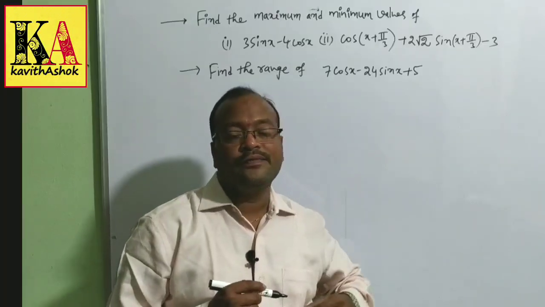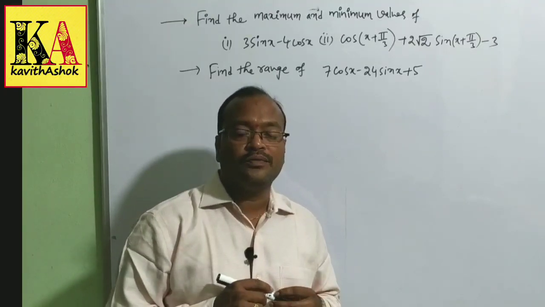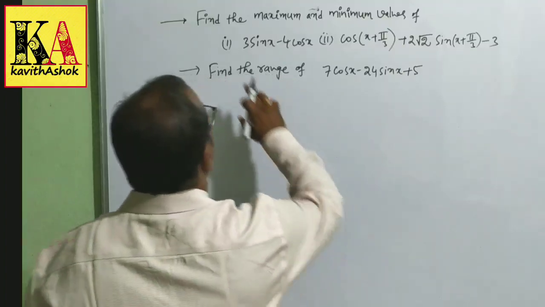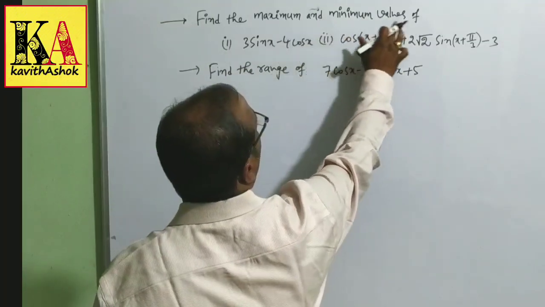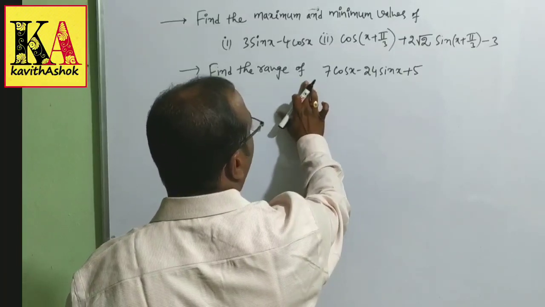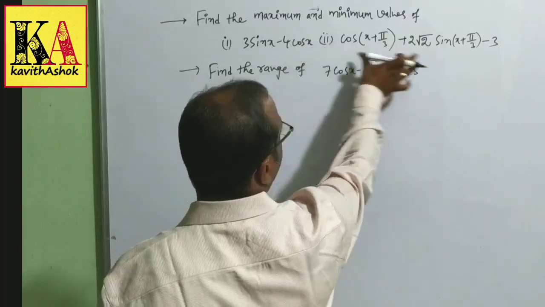Right. This is a very important question for 2 marks. We will expect this question for the annual exam. Look at here now. Find the maximum and minimum values of these two, and along with that we have to find out the range of this function. So first we will solve one by one.